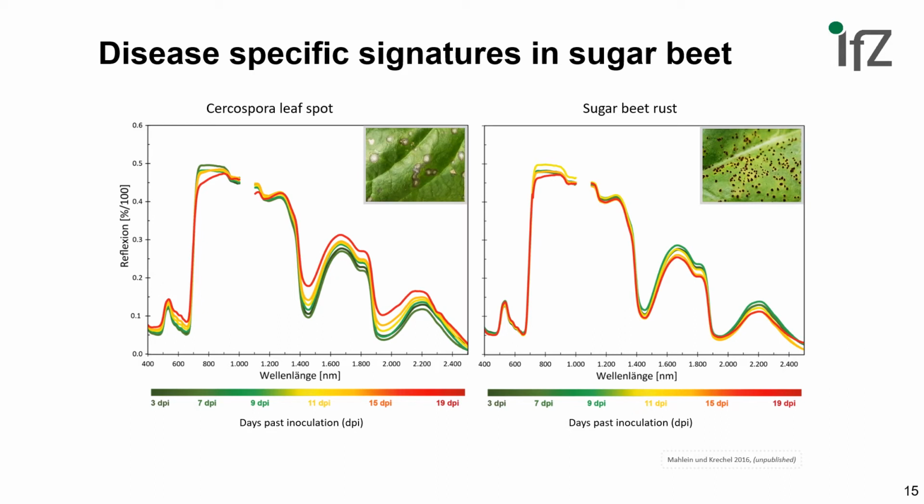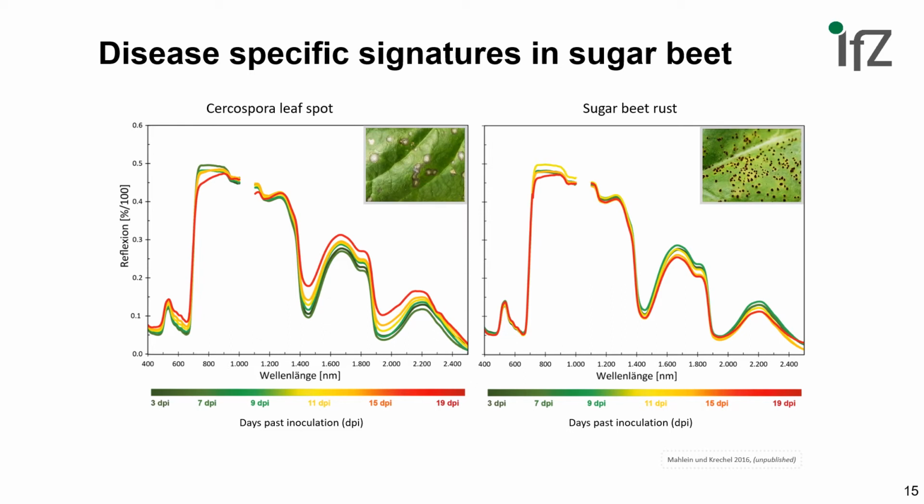But how specific is such a change in the spectral signatures if we compare different kinds of diseases? To visualize that, I brought some examples from sugarbeet, which are diseased with two different diseases here. On the left side, you see spectral signatures of sugarbeet leaves inoculated with Cercospora beticola, causing Cercospora leaf spot. On the right side, you see sugarbeet leaves inoculated with Uromyces betae, the causal agent of sugarbeet rust. The spectral reflectance curves were measured each day, starting 3 days after inoculation until 21 days after inoculation.